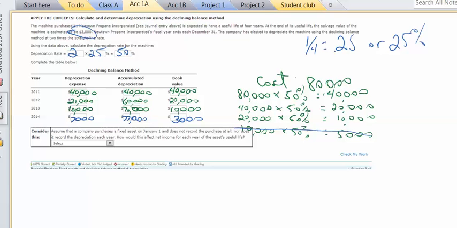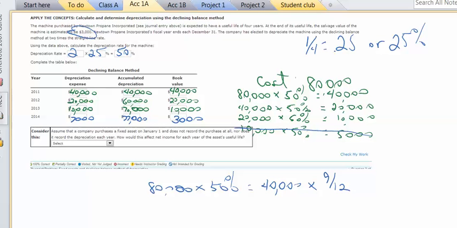We would take the 80 times 50%, which is our depreciation of 40,000. But if we bought it on April 1st, we'd multiply this times 9/12. So we only took 3/4 of the year. So you'd make that calculation.